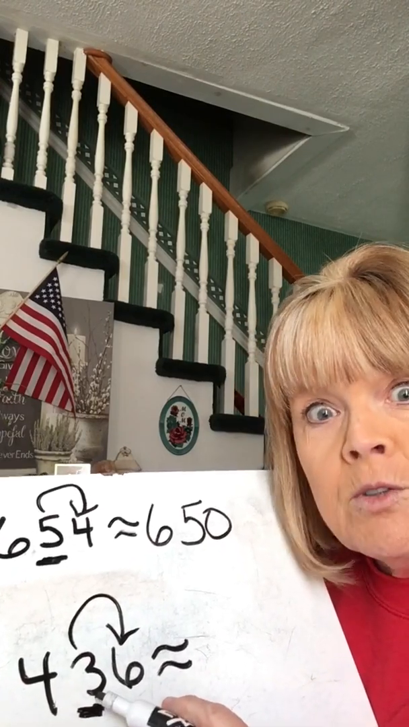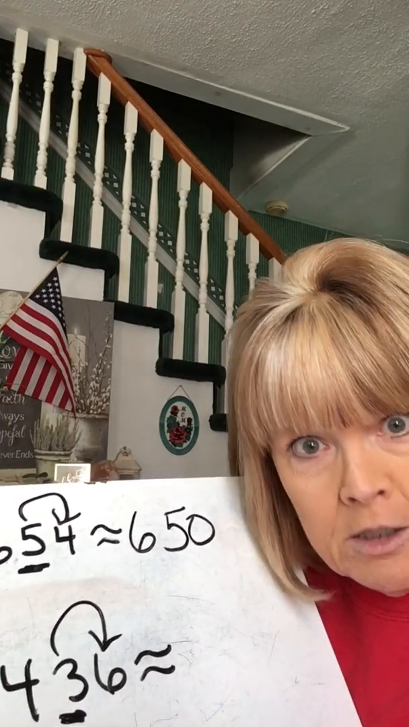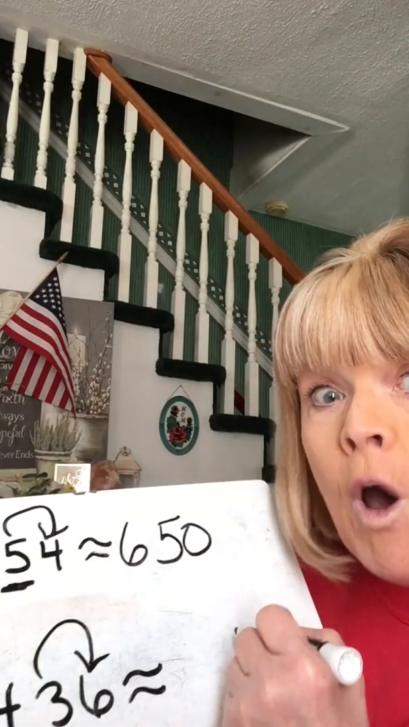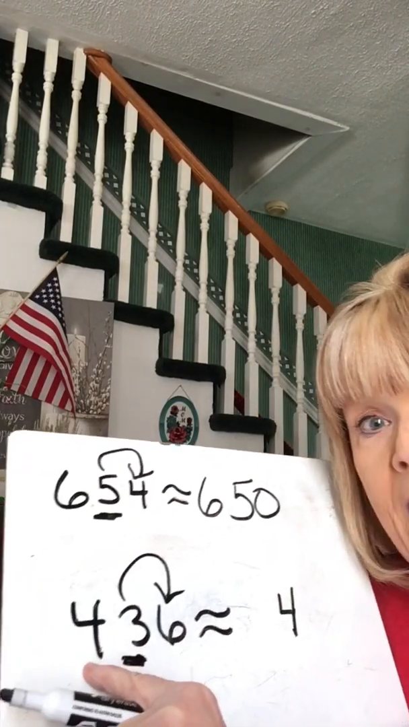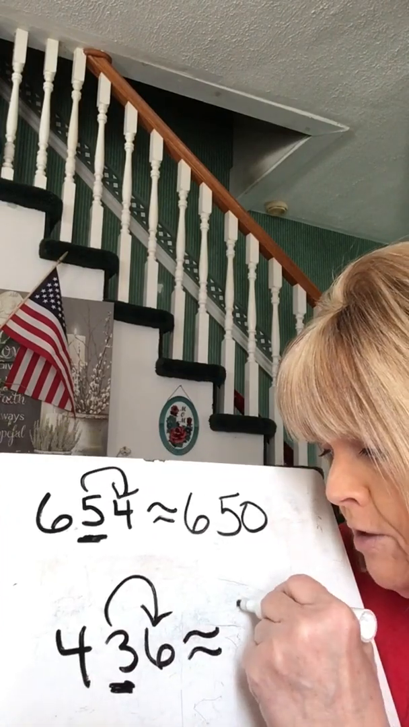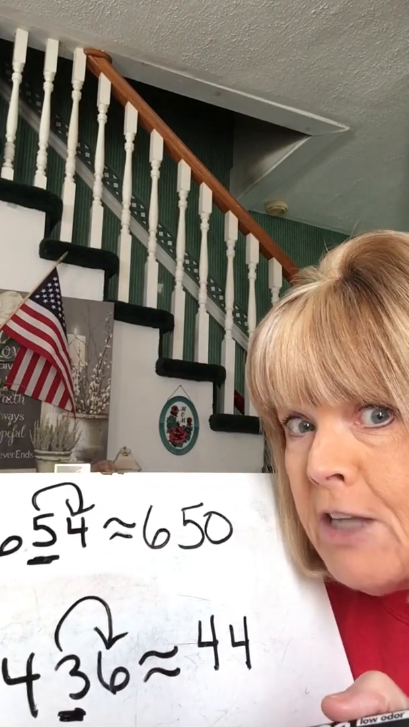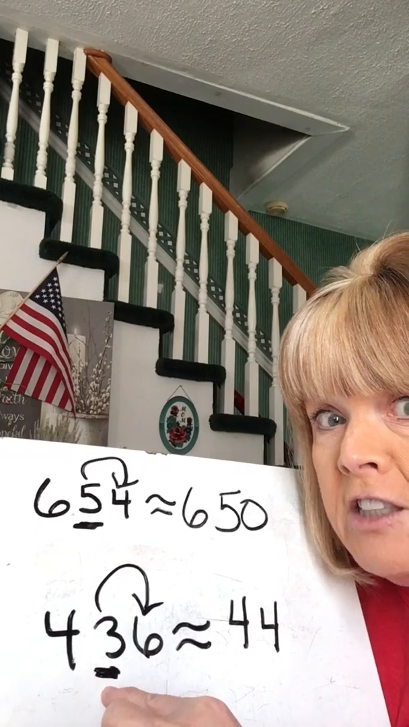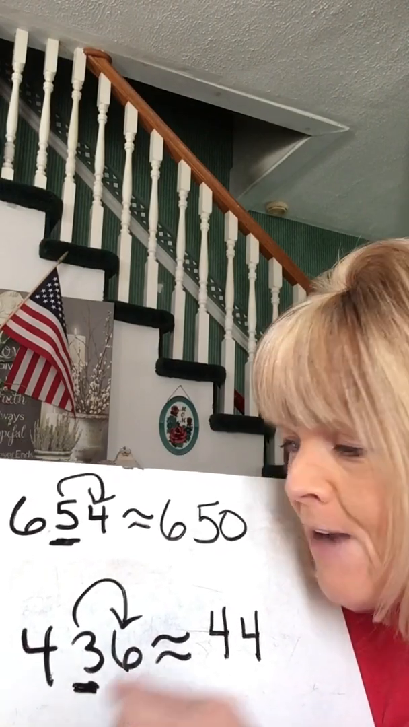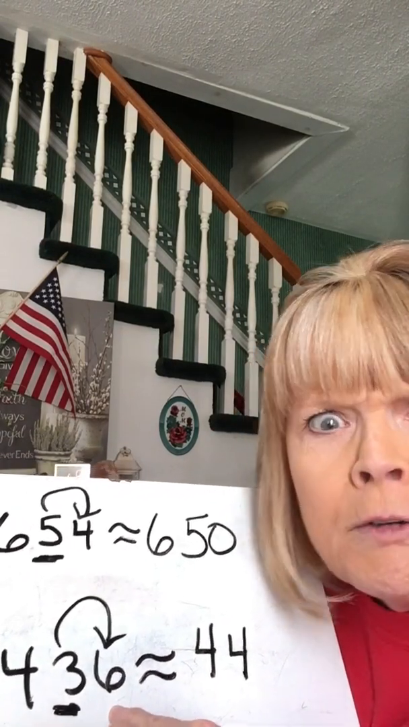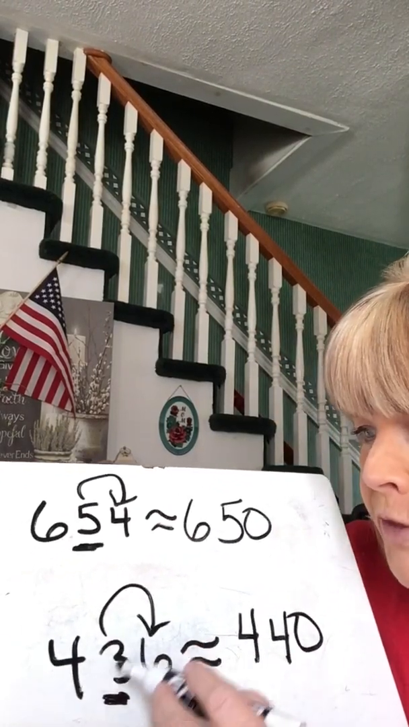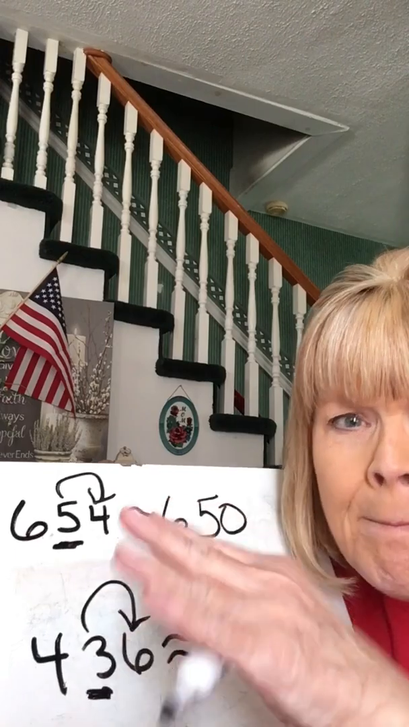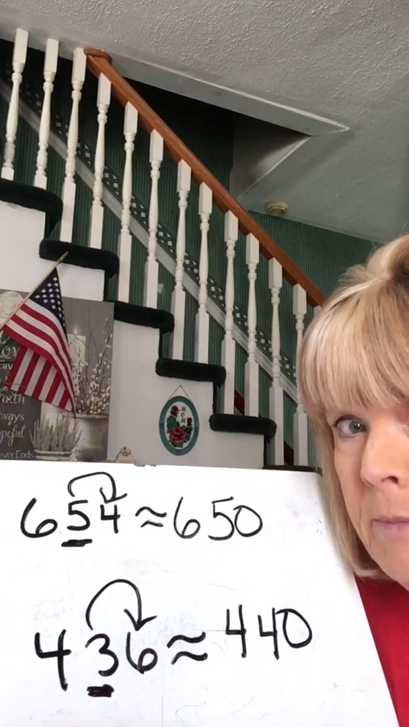So you know what Mr. 3 does? He goes up 1. He does what the judge says. He goes up to a 4. So he's not a 3 no more. He's a 4. And see, that 4, he stays the same too. Everybody to the left stays the same. What did I tell you everybody to the right of the underlined digit does? Goes to a 0. So that judge turns into a 0. So it's 440. 436 is about 440. That's what it means.